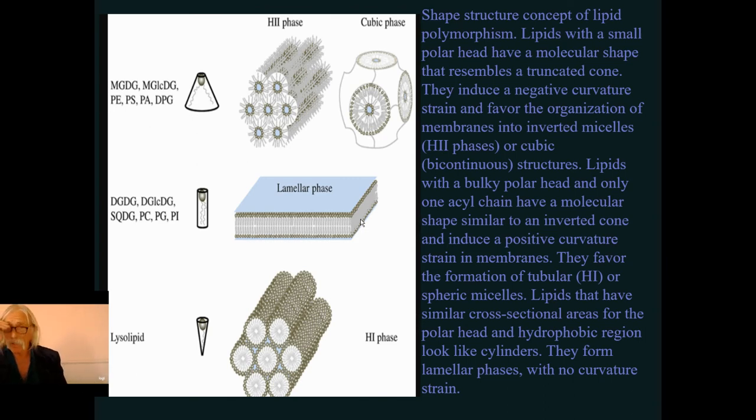So shape structure concept of lipid polymorphism is what I'm showing you here. Lipids with small polar head groups have a molecular shape that resembles a truncated cone. They induce a negative curvature strain on whatever membrane they're going to make, and they favor the organization of membranes into inverted micellar structures, they're inverted because the acyl chains are out rather than in, or cubic bicontinuous structures that I already described to you. The lipids with a bulky polar head group and only one acyl chain have a molecular shape similar to an inverted cone.